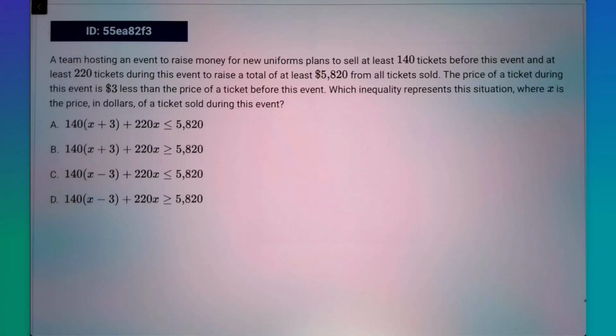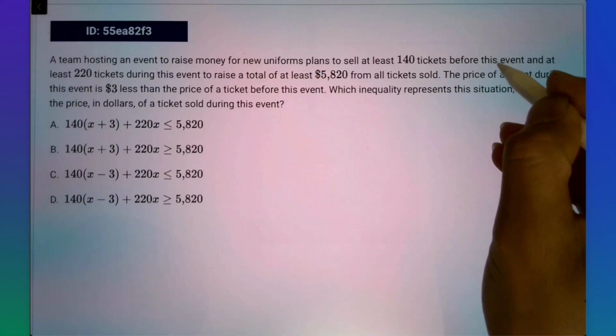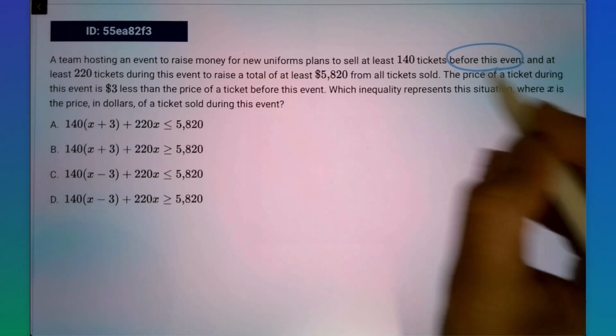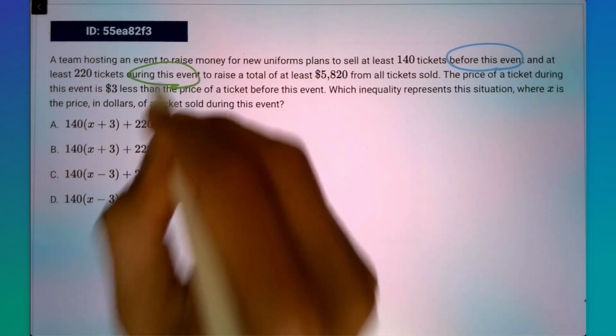A team hosting an event to raise money for new uniforms plans to sell at least 140 tickets before this event and at least 220 tickets during this event to raise a total of at least $5820 from all tickets sold. So we have two events, before the event and during the event.